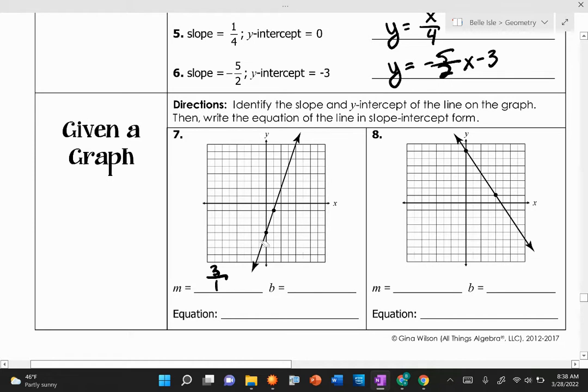My b is going to be the y-intercept, so that is where the line crosses the y-axis. If we look, it's crossing right there, which is 1, 2, 3, 4. So it crosses the y at -4. So your slope-intercept form is going to be y equals 3x minus 4.